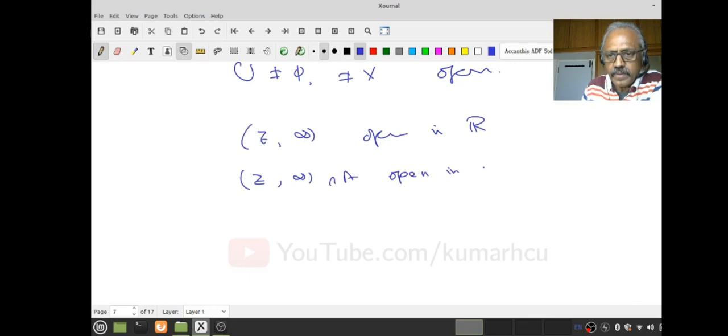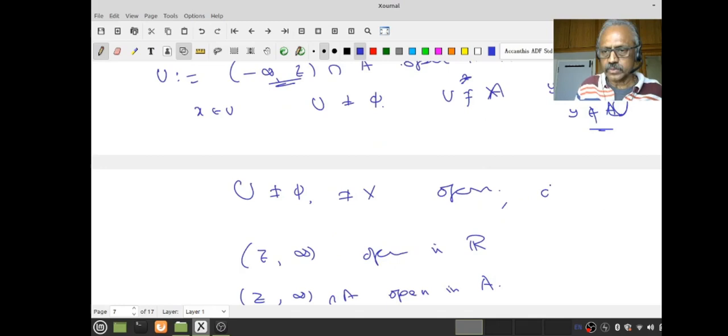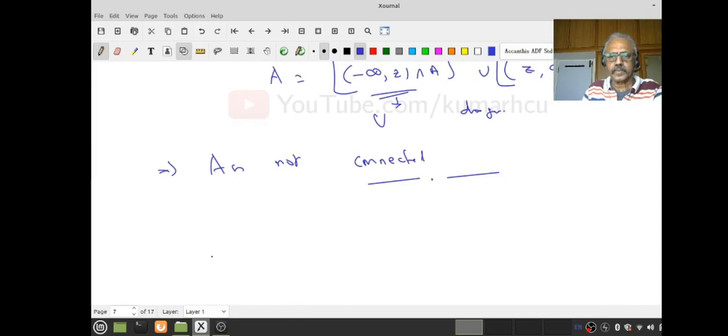Is that clear? Notice that my A is the union of minus infinity to z intersection A and z to infinity intersection A, and this is a disjoint union. That means this is the complement. So this set is open, its complement is also open, and hence this set is closed. Therefore this set U is not empty, not A, open as well as closed. Therefore we conclude A is not connected. I hope all of you understood that.